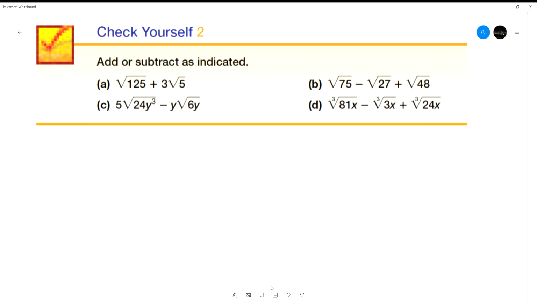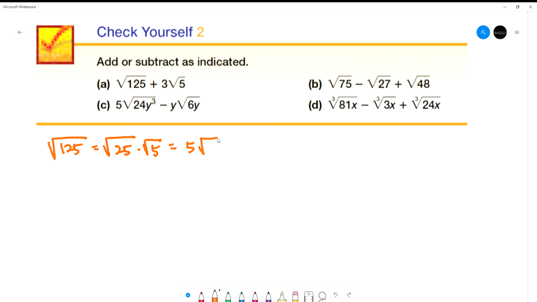Okay, our first problem here, let's do A. So we have to simplify radical 125. I see that there's a 25 in there and a 5. Right? 25 times 5 is 125. This is equal to 5 radical 5. So now my problem is 5 radical 5 plus 3 radical 5. These are like radicals. So 5 plus 3 equals 8 radical 5. So there's my part A.